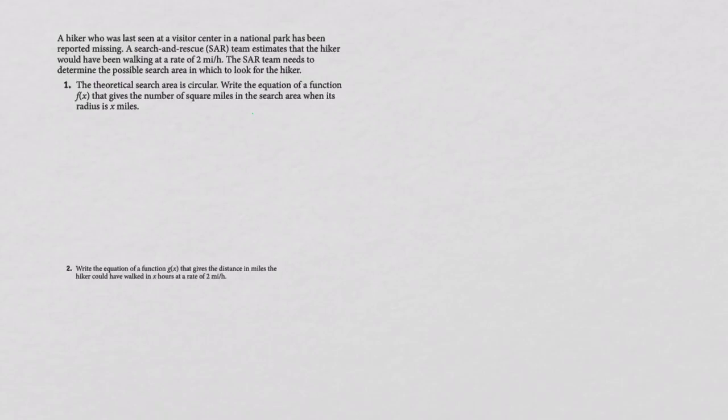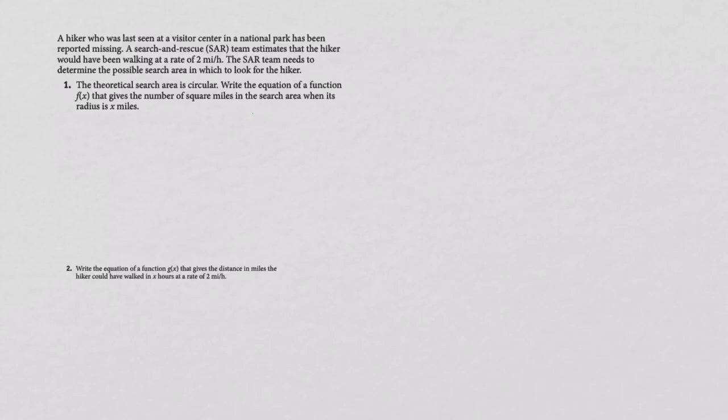a hiker who was last seen at a visitor center in the national park has been reported missing. A search and rescue SAR team estimates that the hiker would have been walking at a rate of 2 miles per hour. The SAR team needs to determine the possible search area in which to look for the hiker.